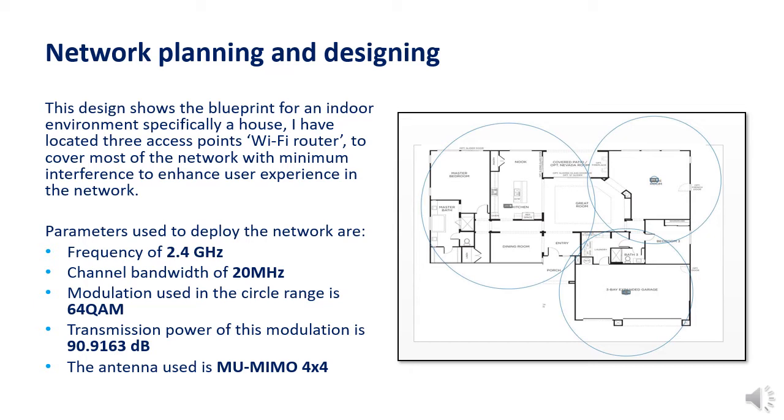Moreover, the parameters used in this design were selected to provide the best coverage across network, and the parameters are frequency of 2.4 GHz, a channel bandwidth of 20 MHz in each router, then the modulation used in circled range is 64 quadrature amplitude modulation, and by using an appropriate equation, the transmission power of the modulation was 90.9163 decibels. And regarding the antennas, I have used MU-MIMO 4x4.